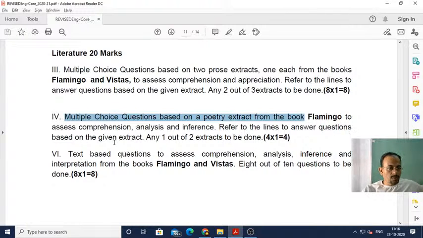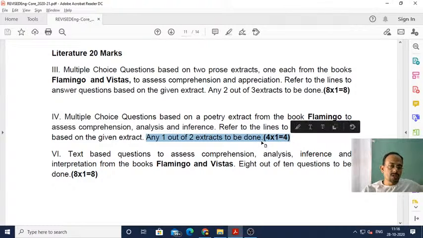Refer to the lines to answer the questions. Any 1 out of 2 extracts is to be done, and each question of the extract will have 1 mark. So a total of 4 questions, 4 marks, from the second type of questions.